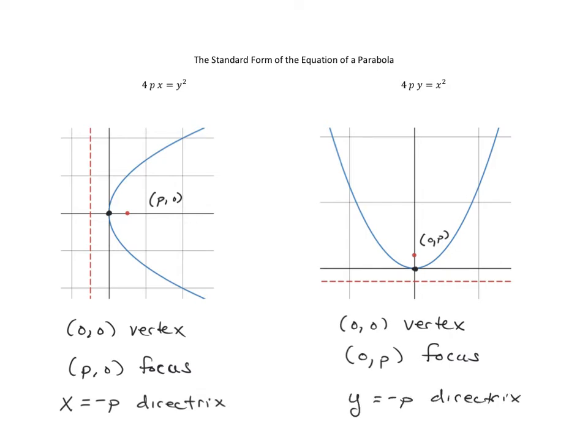So that's it. Essentially, if you're given a parabola and you can write it like this or write it like this, you'll be able to identify the focus and the directrix. Essentially, you're looking for what the number p must be equal to.